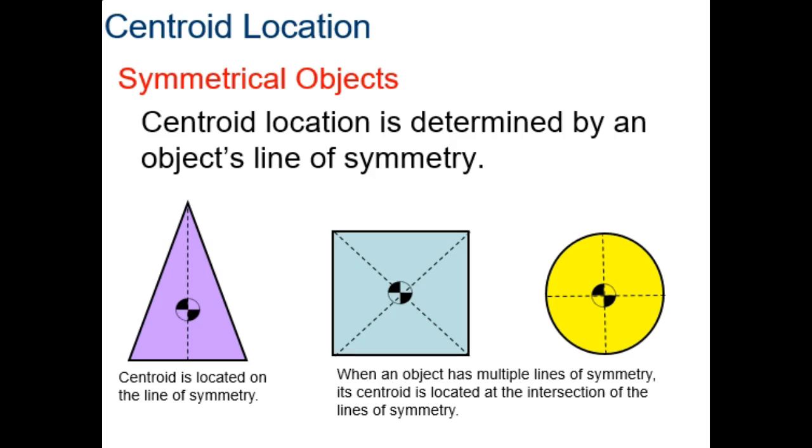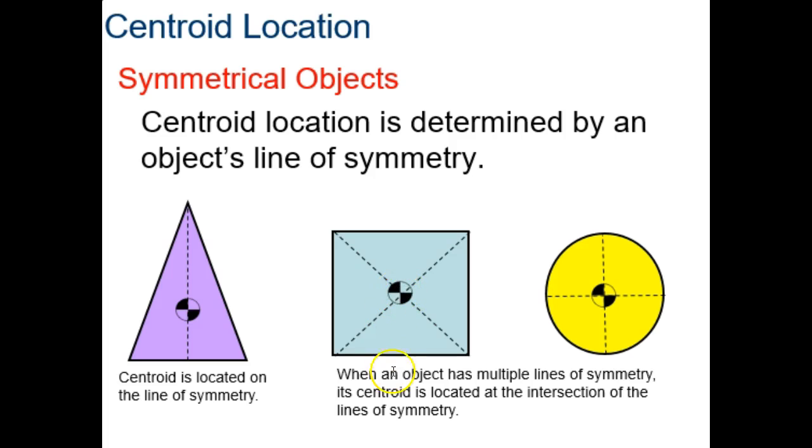The easiest of these to address is the symmetrical objects. These are the ones we talked about in class today, like a piece of paper. These fall on the line of symmetry. Line of symmetry is the line where you can fold it and it will have identical shapes on either side of that line. Some things have one line of symmetry, like this triangle, and some things have two, like the square or the circle, meaning you could fold it twice and find that centroid location.